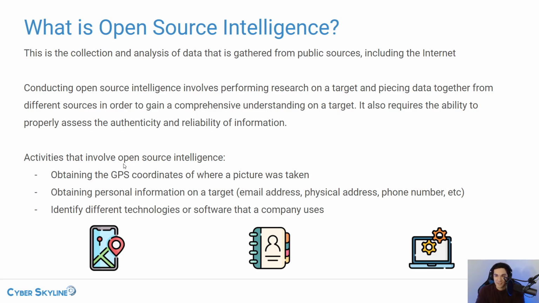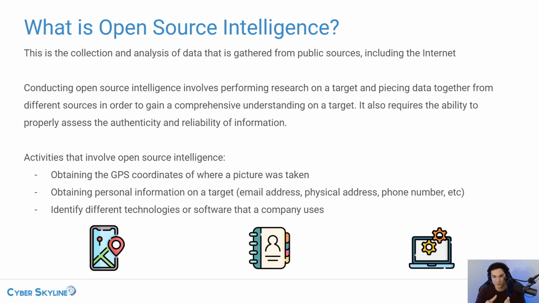So open source intelligence is the collection and analysis of data that is gathered from public sources, including the internet. Basically, this involves doing research on a target and using any publicly available resources to help you understand that. You're going to be piecing together data from multiple different sources. Maybe you get some information from one website, and that leads you down a rabbit hole. You start looking up similar information. You find something else on a different website, and you combine the pieces of information together to get a clear understanding of your target. This is a little bit vague right now because it's a very general concept.